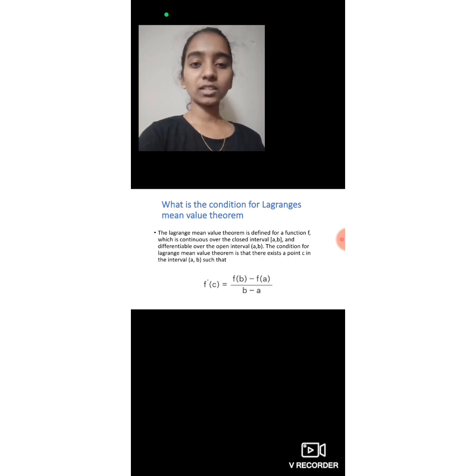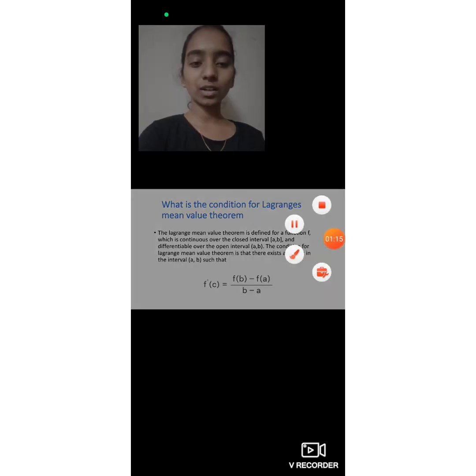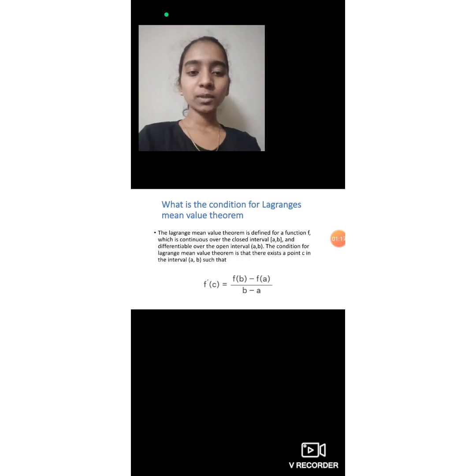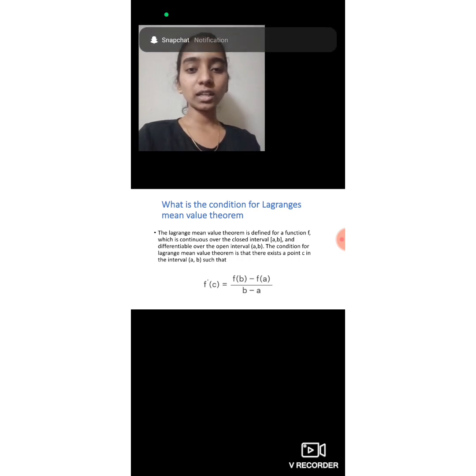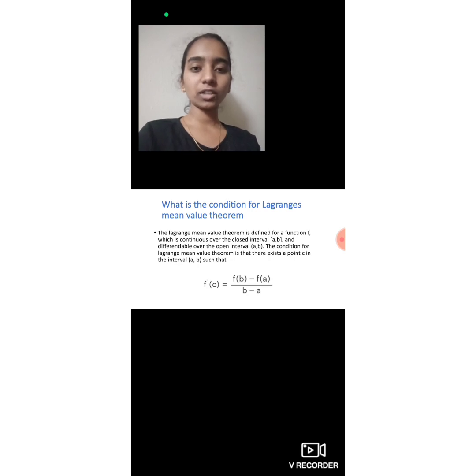What is the condition for Lagrange's mean value theorem? The theorem is defined for a function f that is continuous over a closed interval [a, b] and differentiable over the open interval (a, b). The condition is that there exists a point c in the interval (a, b) such that f'(c) = (f(b) - f(a)) / (b - a).